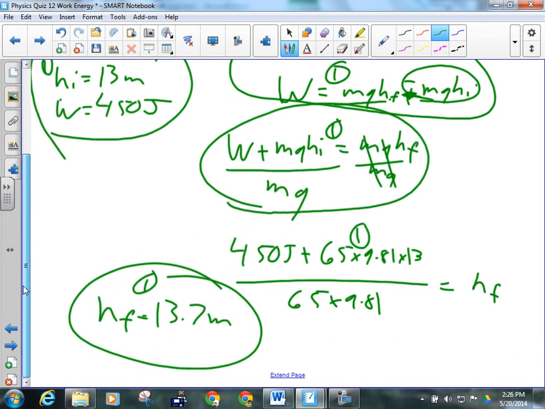Next mark is for plugging in their numbers. 450 joules plus 65 times 9.81 times 13 divided by 65 times 9.81 gives us the final height. The final height for their fifth and final mark is 13.7 meters. So not much higher than it started. Again, make sure it's got units on it.